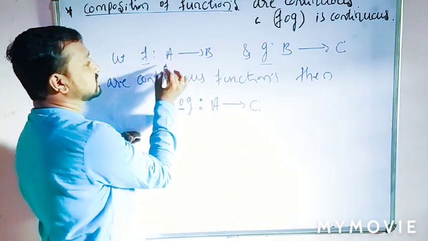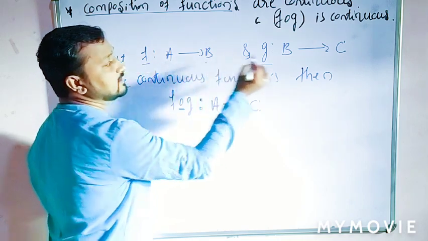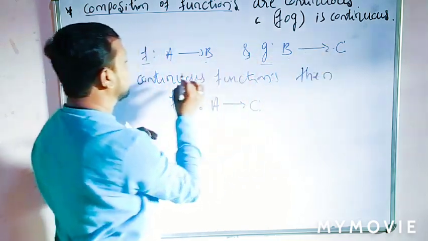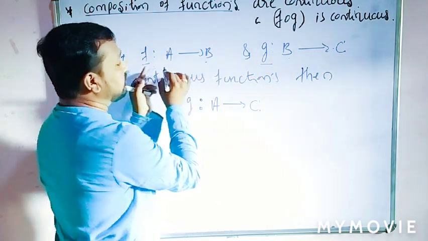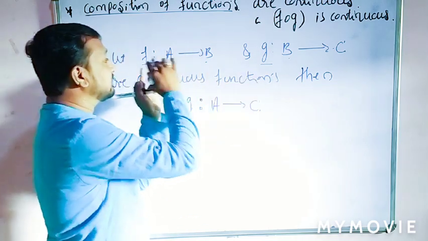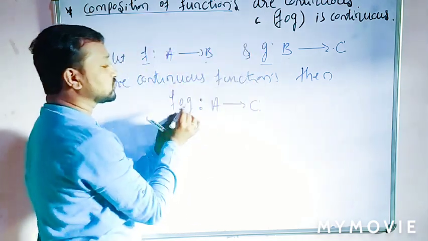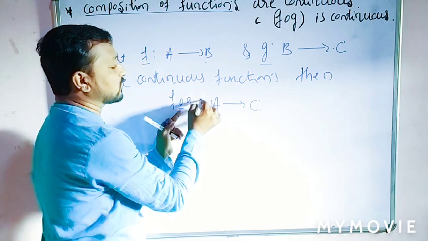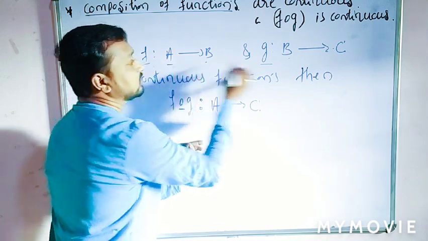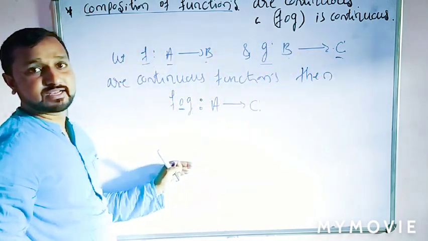That is nothing but f from A to B and g from B to C. Then automatically f combined with these two functions, f composition g, should be a function from A to C. So A to C. Is that clear, students?